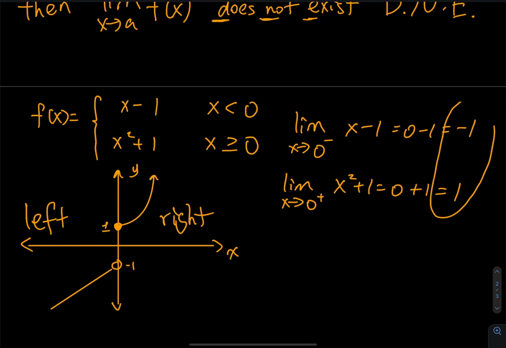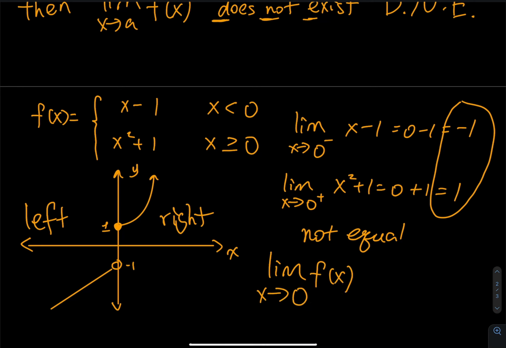And then they are not equal, right? So since they are not equal, then what do we say? We say the limit as x approaches 0 of the entire piecewise function does not exist. D, N, E.